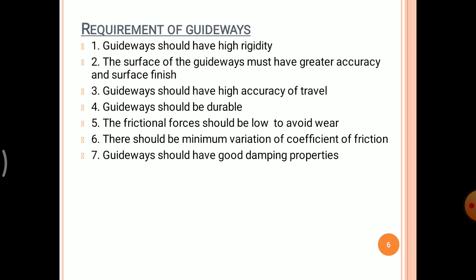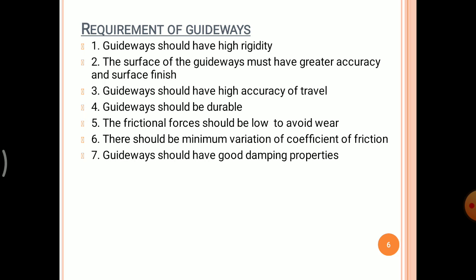Number 6, there should be minimum variation of the coefficient of friction. The coefficient of friction should be the same. That we have to maintain properly. If the coefficient of friction varies, then there will be more wear and tear, and the guideways will not be durable. Therefore, we should maintain a constant coefficient of friction. It is very important in the guideways.